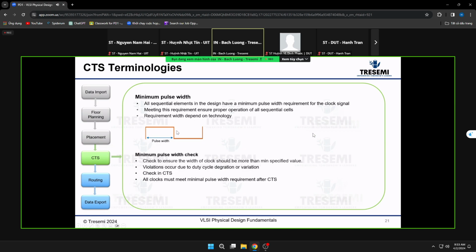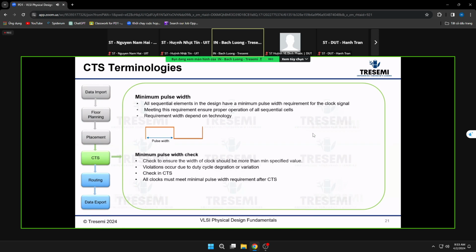If this was a 10 nanosecond period with a 50% duty cycle, the pulse width would be 5 nanoseconds, right? Meeting this requirement is important because it makes sure there is enough time for the internal cells to do their job and get the logic out to the output. So there's a minimum requirement. If it's not wide enough, then it would not function correctly.